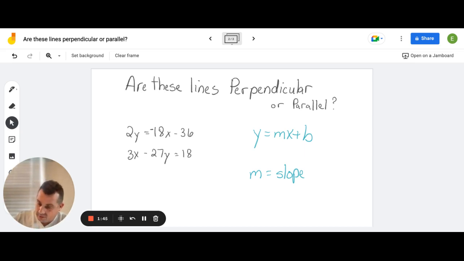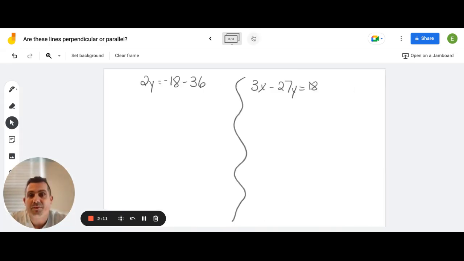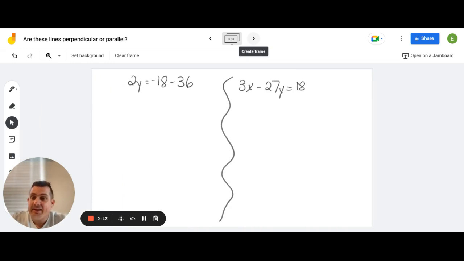Let's get this started. I'm just going to jot down these two equations on the next page. 2y equals negative 18x minus 36, and I'm going to draw my line down the middle and go 3x minus 27y equals 18. All right, here we go. So the first thing I need to remember is that I want to get the y by itself. So just to show you, I'm going to jot down over here y equals mx plus b.